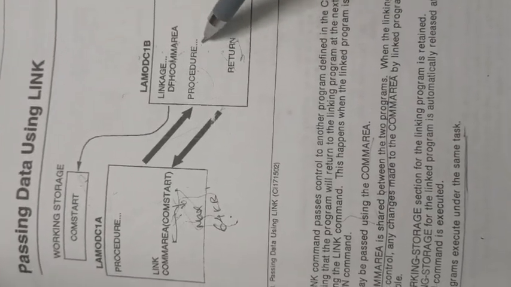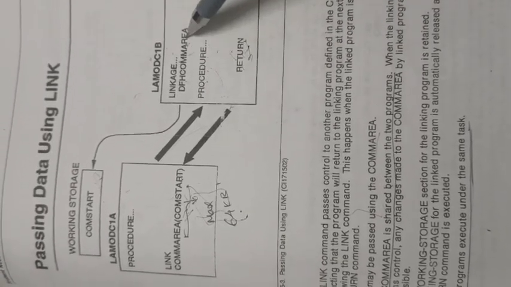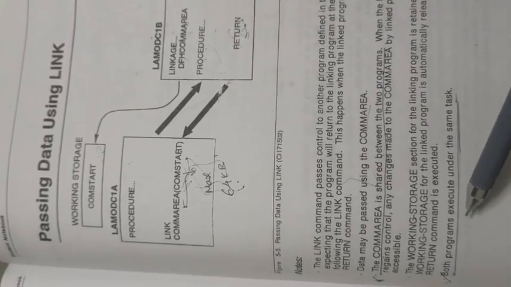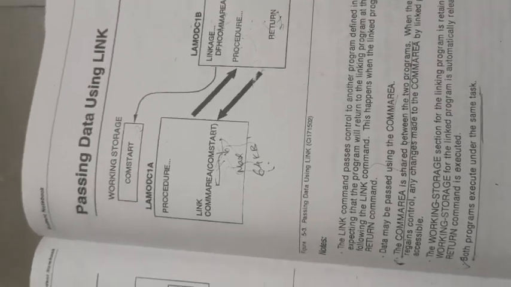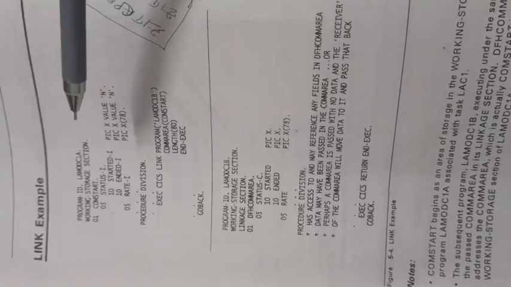Means once you modify the data in program B, and you have issued the return command here, the data is frozen for the next transaction. That's why both programs execute under the same task. Here I am running both programs in the same task. You can see a sample program they have given showing how the link works.